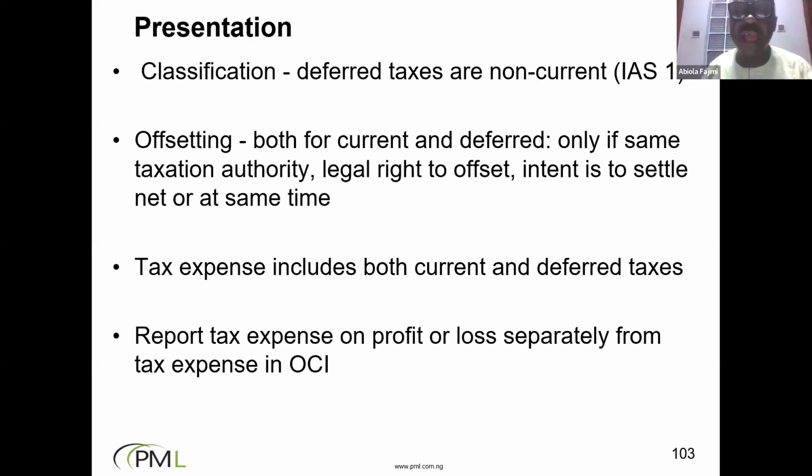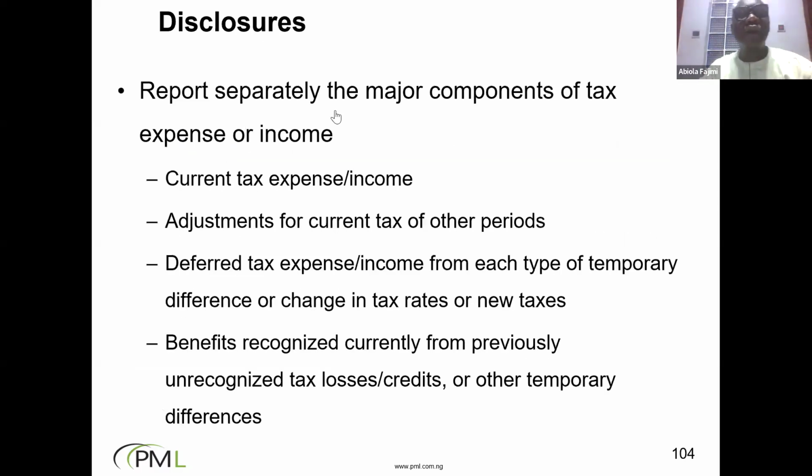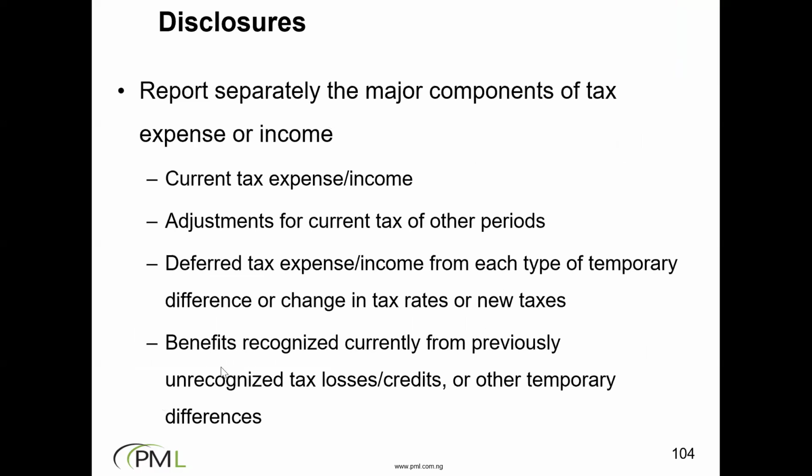Tax expense includes both current and deferred taxes. In your tax expenses, you need to report both your current and deferred taxes together. You do the breakdown, but the two must be reported ultimately together as one total. You must report separately the major components of the tax expense or income, showing the current tax expense or income, adjustment for tax of other periods, the deferred tax expense or income from each type of temporary difference, or change in tax rate or new rate. All of this has to be disclosed in the financial statements.